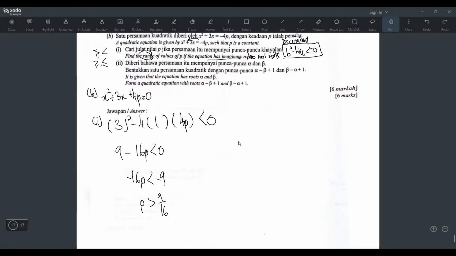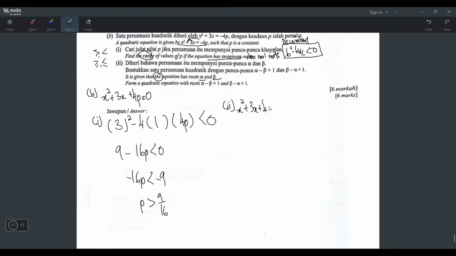Alright, let's do B2. It is given that the quadratic equation has roots alpha and beta. I think the equation they are referring to is this one, right? So let's write that down: x squared plus 3x plus 4p. And the p we don't know. We only know the range, but we don't know the exact value, so you don't go and substitute any value you want. But it's okay, they give us some other information.